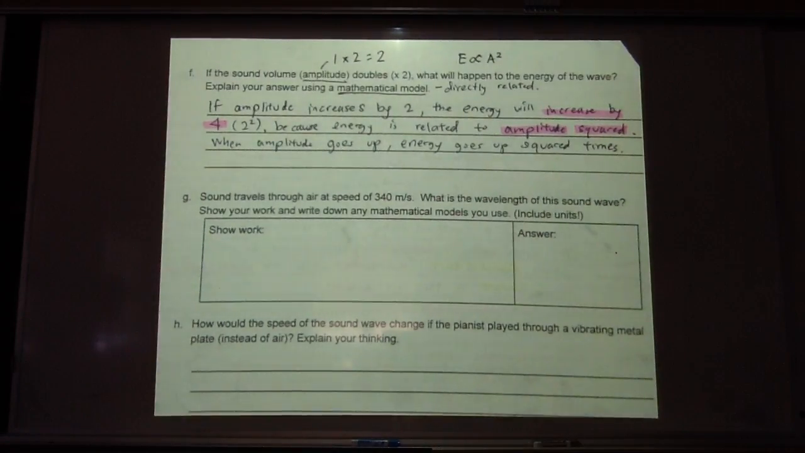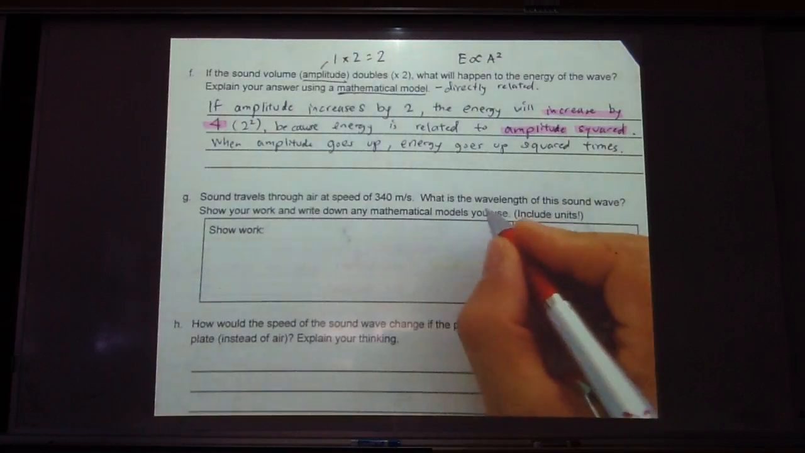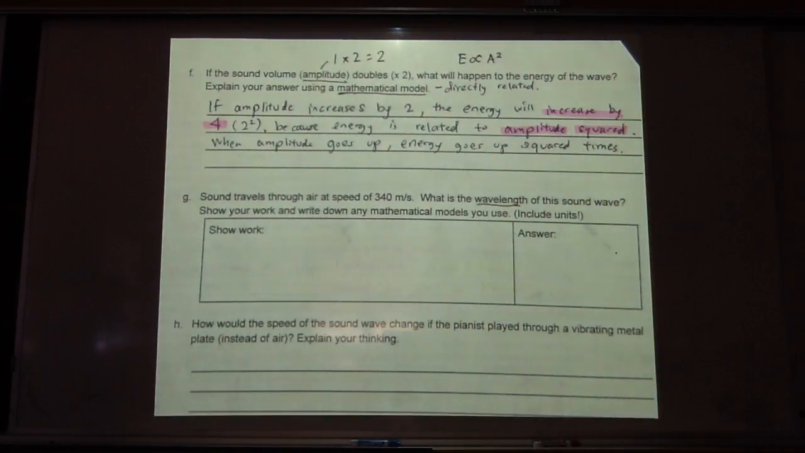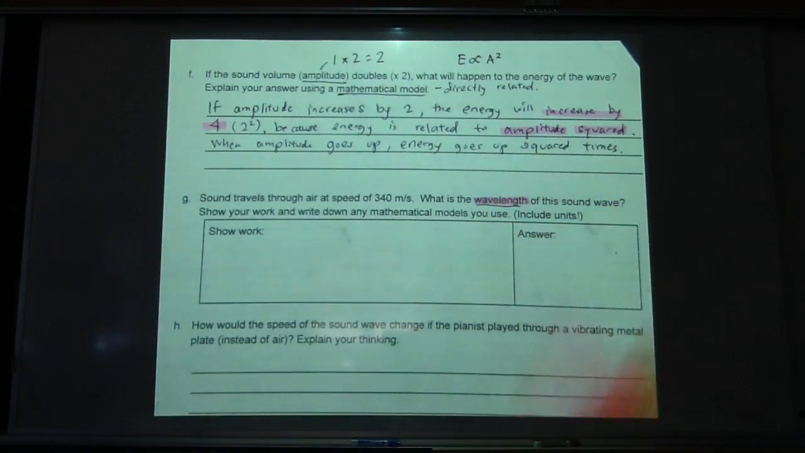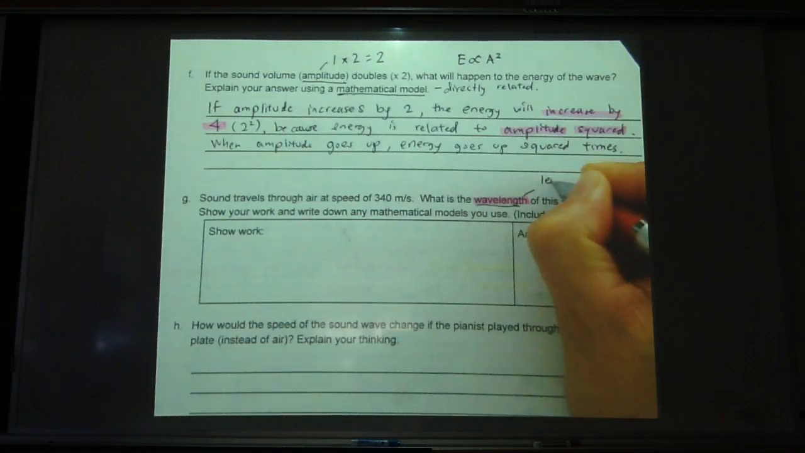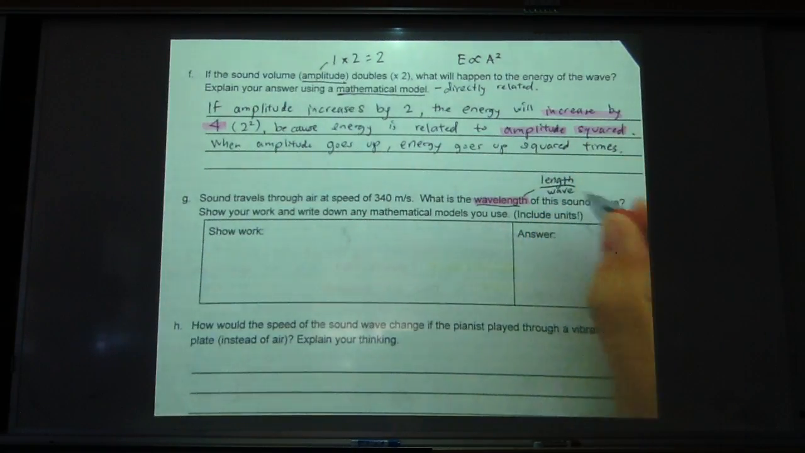Okay, for part G, you're told sound travels through air at a speed of 340 meters per second. And then you're asked to find the wavelength of the sound. So notice that wavelength is what you're looking for. Well, on the quiz, a lot of folks were hung up on the fact that the definition for wavelength is the length of one wave. So it's the length divided by the number of waves.